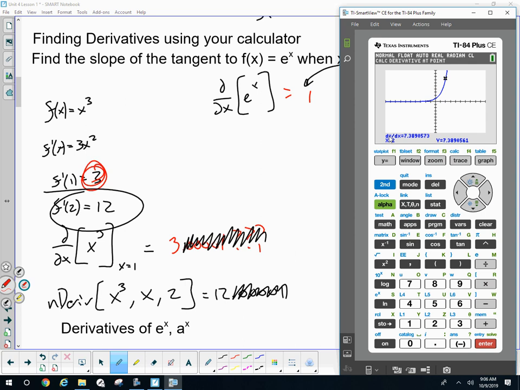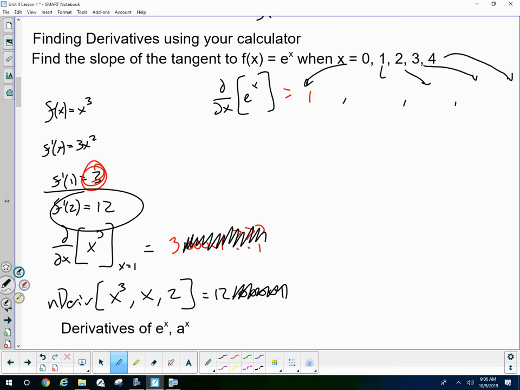Okay, so at the point 2, which would be 7.389, that's e squared, I have a slope of 7.389. Oh, that's interesting. So the slope, sorry, I should have said, the slope at 2 is e squared. Let's go back to e. When x is 1, I have e.